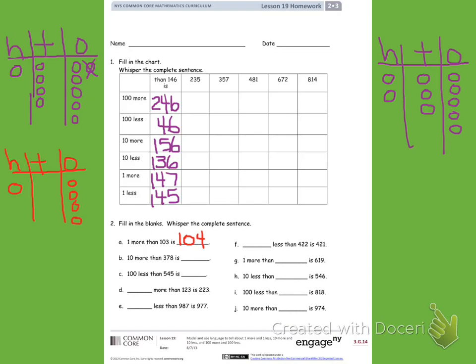Item B says 10 more than 378. Again, draw the place value chart, ones, tens, hundreds. Draw the number 378. There are 8 ones, 7 tens, and 3 hundreds. 10 more than 378 means an additional group of 10 in the tens column, and that equals 388.